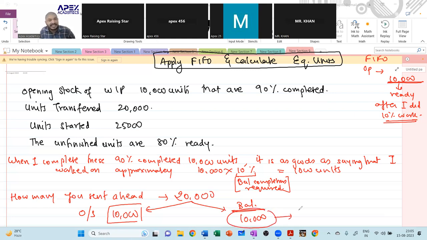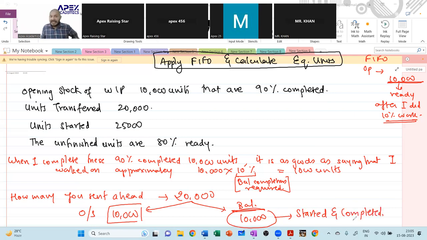What are these units? These units have no trace of existing when I opened the warehouse. I started these units now and I completed them now. That is why I can transfer them. Can I transfer semi-finished goods? I cannot. What did I do? I started and I completed.